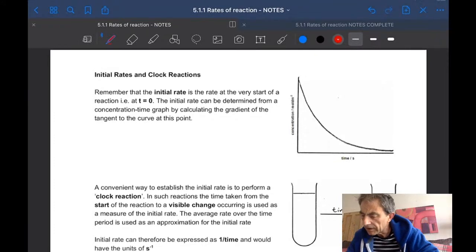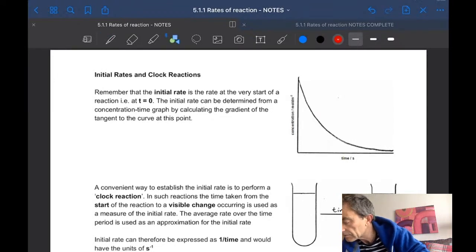Right, so initial rate and clock reactions now. We'll finish with this. Remember that the initial rate is the rate at the very, very start of a reaction, i.e. at t equal to 0. The initial rate can be determined from a concentration-time graph by calculating the gradient of the tangent to the curve at this point. So let's draw a tangent.